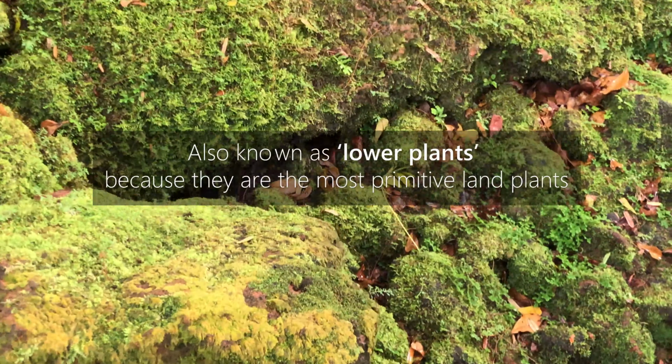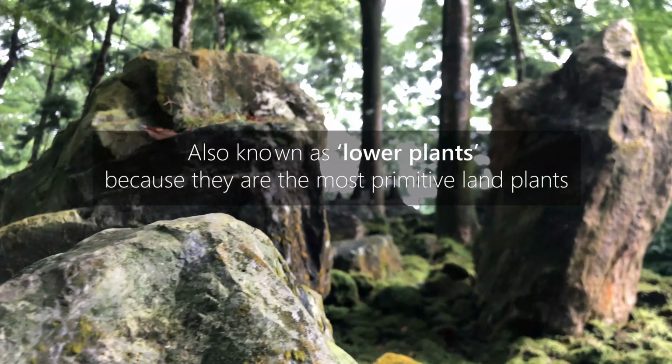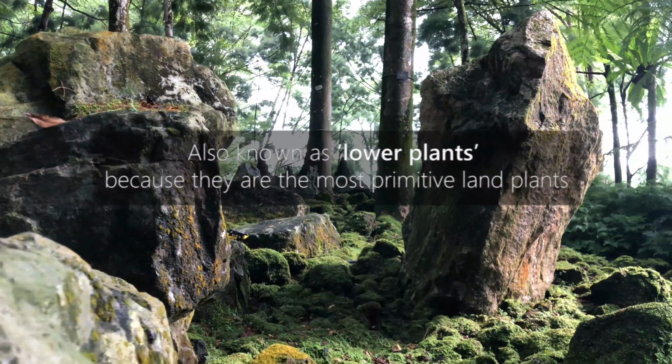Sometimes they are called lower plants because they are the most primitive land plants on Earth, and they have much simpler structures than gymnosperms and flowering plants. But it doesn't mean that they are any less important in our ecosystems. These were the earliest plants that existed on Earth, and they have a heavy dependence on water given their aquatic origins.